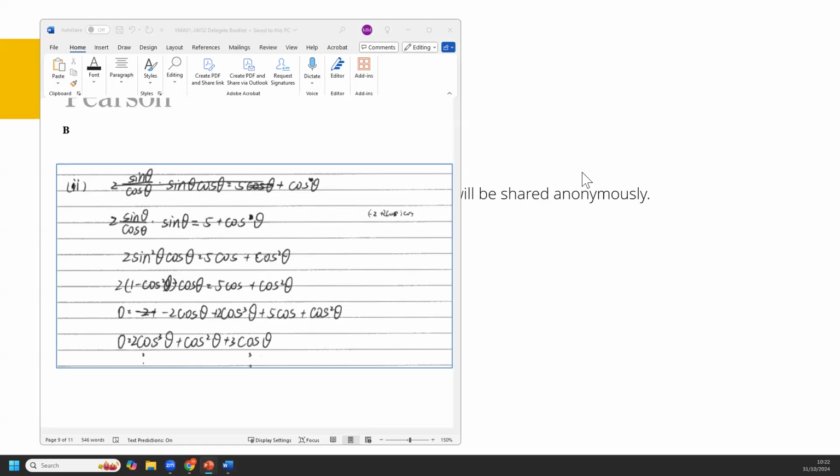Looking at this one here, they gave 2 marks out of the 5. They gave 2 method marks. They didn't give them any accuracy marks for this one. They gave 1 method mark for the attempt to clear the fractions. And they gave 1 method mark for the use of sine squared equals 1 minus cos squared theta to get an equation of cos theta. No further marks were then given to the student. So they were given 2 method marks in this case.